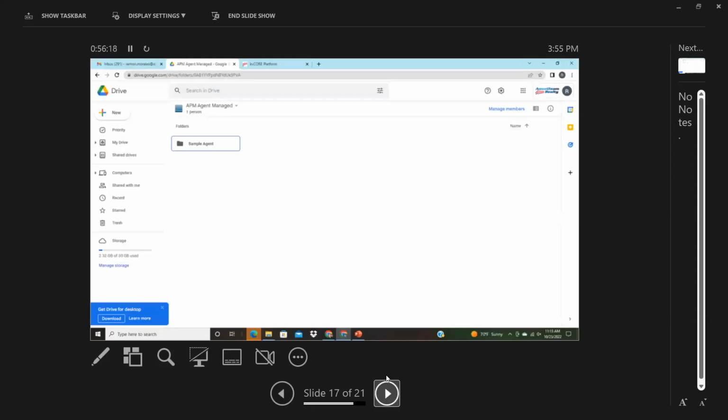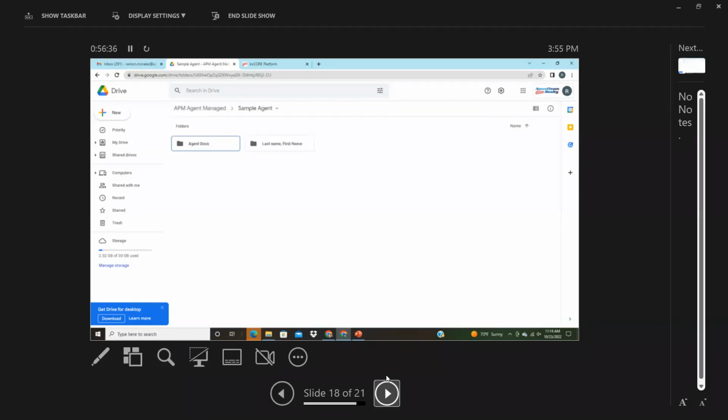All right. This is Google Drive. This is how it's going to look when you first log on. Sample agent will be there just so that you guys can see it. But you'll have your own folder with your own name. And you can go ahead and click, and that's where you'll store all of your information.